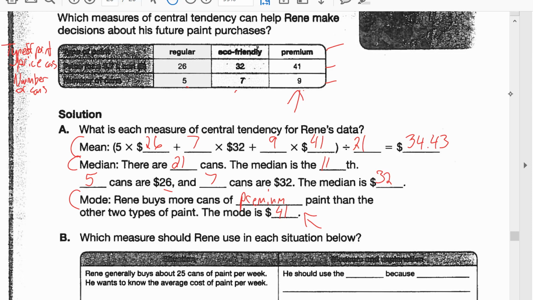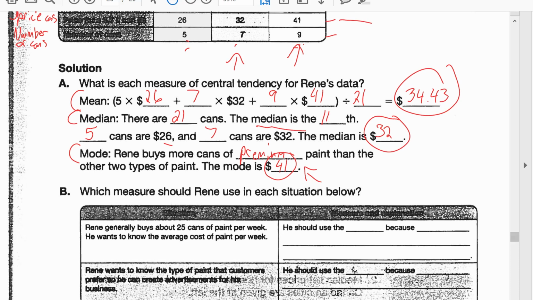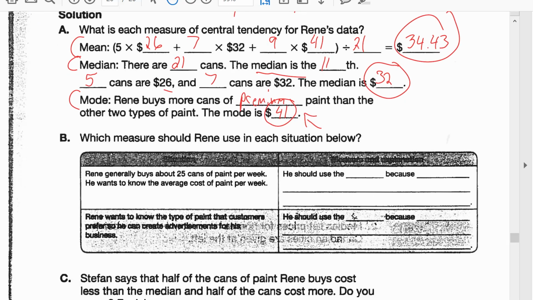But if you look at the median, the median is the 11th can in the sequence. So 5 are 26, 7 are 32. So that would be the middle one. So it's 32. And then the mean takes all cans bought and figures out the average per can, including the expensive ones and the cheap ones. So you get 3 different averages depending on which you use, mean, median, or mode.